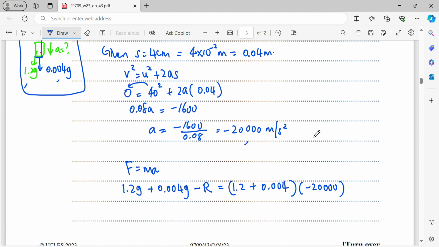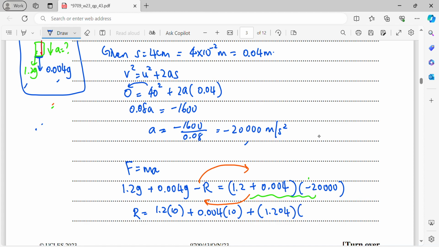Okay, then from here to get the R, very simple. Since this is minus R, just move it to the right side and move all these terms to the left side. Okay, so then from here I will be getting R equals 1.2, G is replaced by 10, then plus 0.004, G also 10. Since here, when you do expansion, it will be a negative value. So this negative, you move to the other side, becomes plus. Right, so I will just write plus, then 1.2 plus 0.004 means that this is 1.204 multiplied with 20,000.